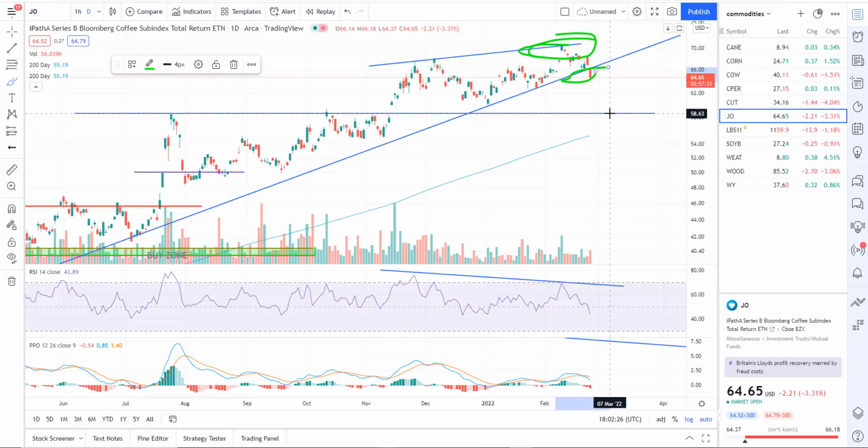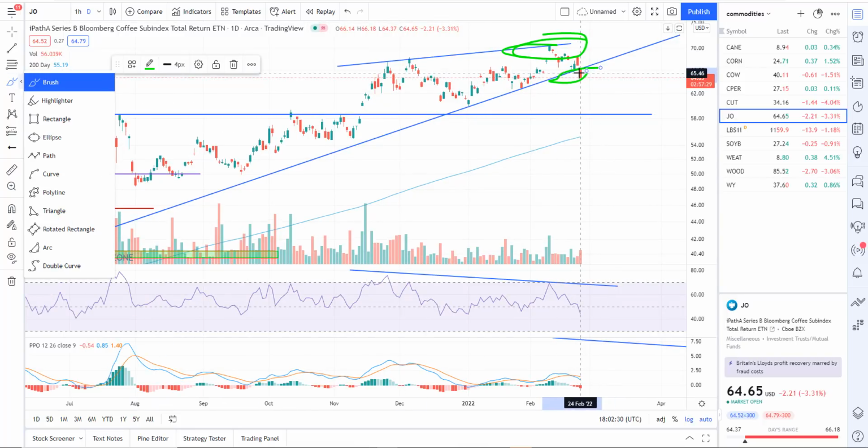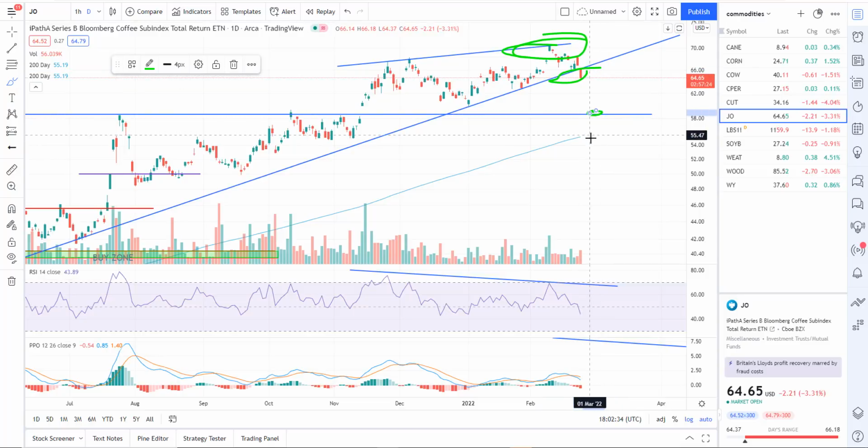First level of support, 58.63. What I would expect is a good trade idea for this would be to probably trade this down at least to this level and probably a tag of the 200-day. This is moving up, so maybe it's going to come down, kind of grind around, and then hit that 200-day. That's the trade idea I like on this. I wouldn't go for much lower than that.